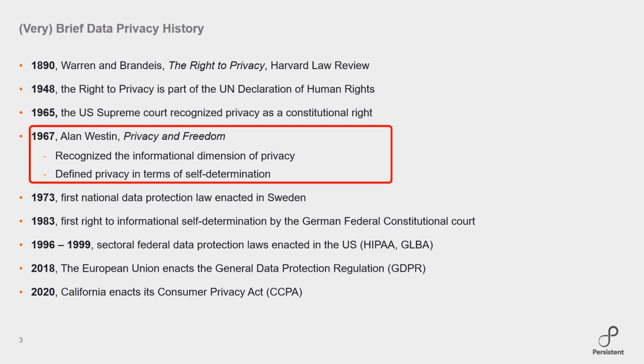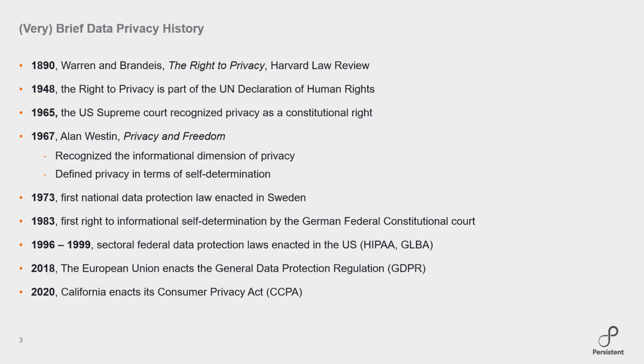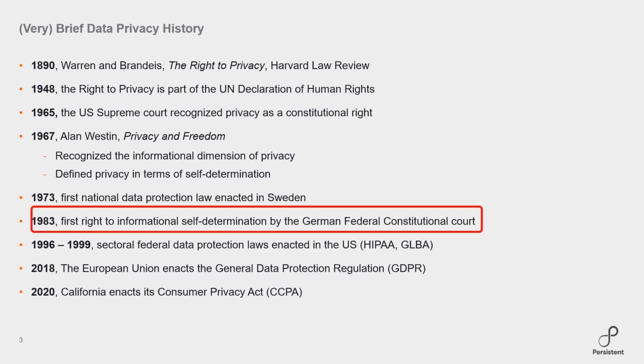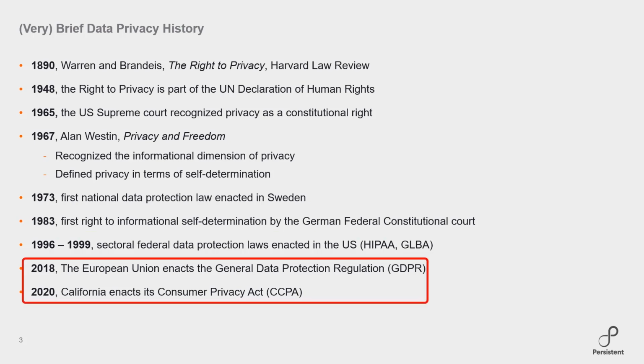In his book, Privacy and Freedom, law professor Alan Westin summarized the debate and defined privacy in terms of self-determination, namely the claim of individuals, groups, or institutions to determine for themselves how, when, and to what extent information about themselves is communicated to others. This concept is now the basis of several country laws since the 70s and privacy laws, GDPR and CCPA.